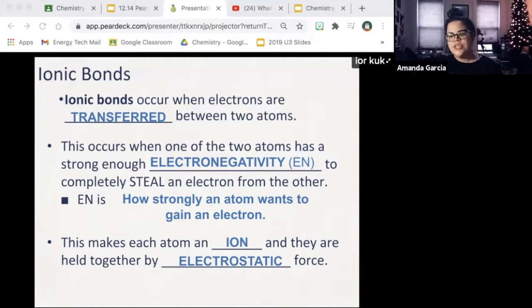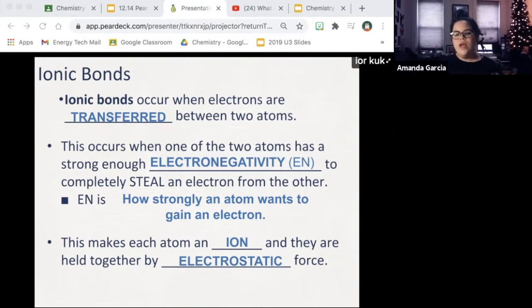Okay? Electronegativity is defined as how strongly an atom wants to gain an electron. And as you guys should know, there are some elements that really want to gain electrons. For example, somebody like fluorine, starting with 7 valence, really wants one more. Fluorine has the highest electronegativity of any element on the periodic table. Whereas somebody like sodium with 1 valence electron wants to lose it, is going to have a much lower electronegativity because they don't want to gain, they want to lose.